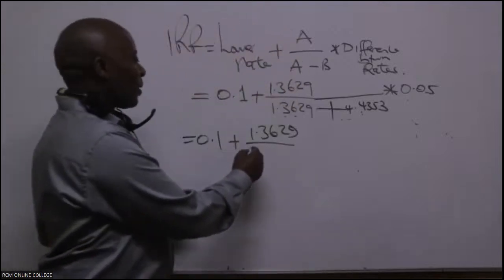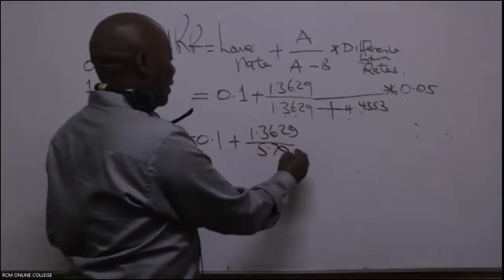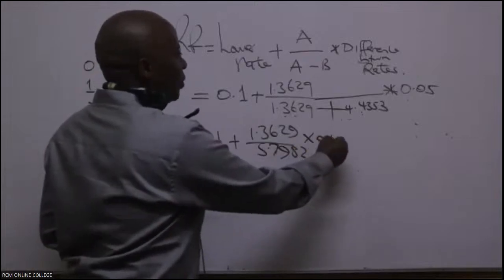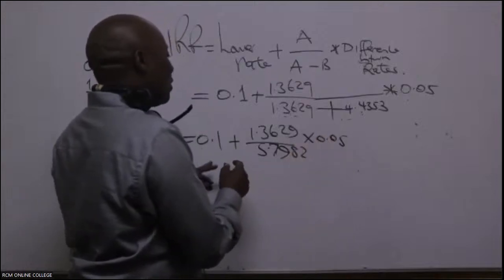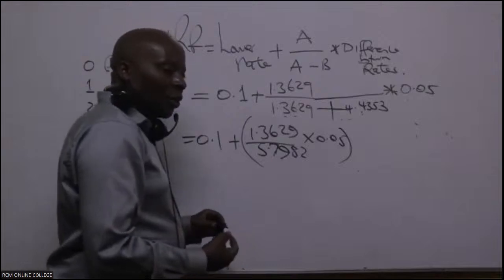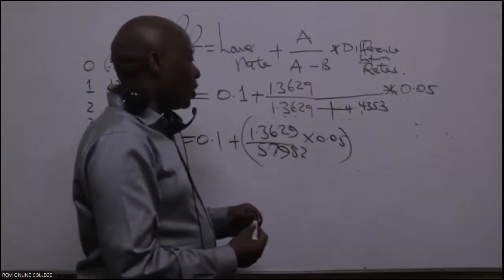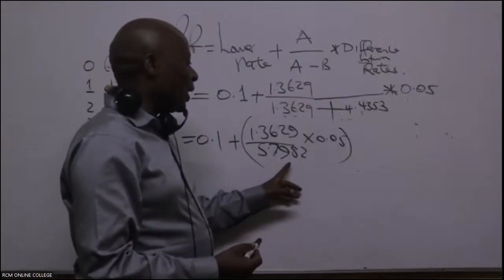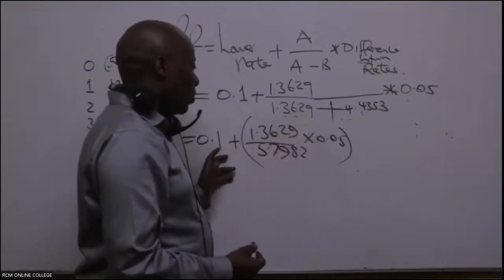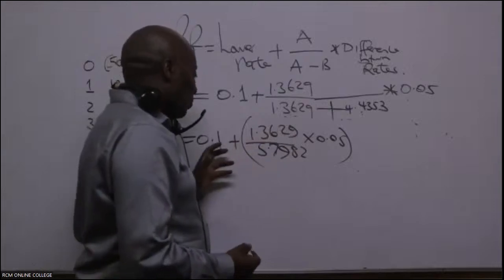5.7982, like that. So times this 0.05. So can you kindly put these figures in your calculator? You can even start with this multiplication. In your calculator, you say 1.3629 divided by 5.7982 times 0.05. Whatever answer you get, you say plus 0.1.